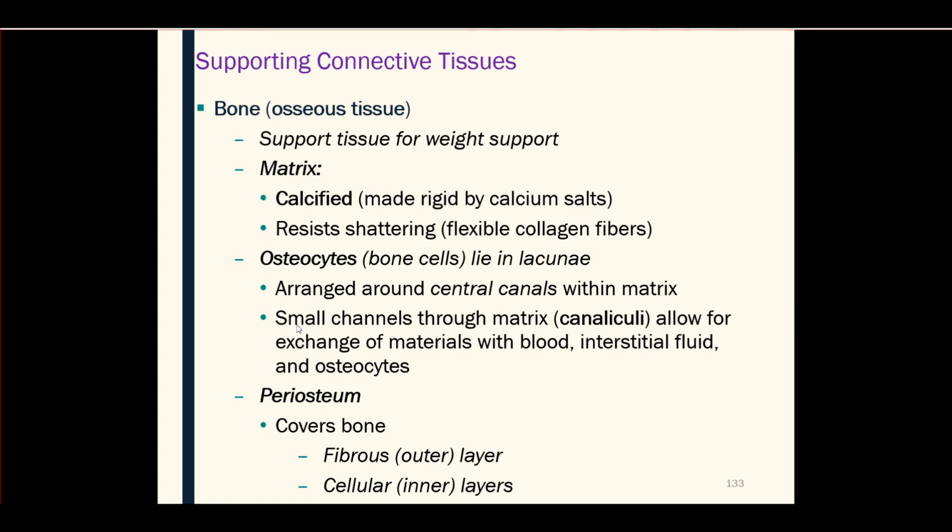This is definitely a support tissue. It's going to support our body weight, if you think about it. Now, the matrix is hard, and the reason it's hard is because it's calcified, right? We're going to study in future lessons, there are specific types of calcium salts. We'll give them names at that time. But in addition to having calcified salts, there's also collagen within the matrix, which gives the bone some flexibility. Otherwise, our bones would shatter very easily if they were just made of calcium salts. So there is some collagen in there.